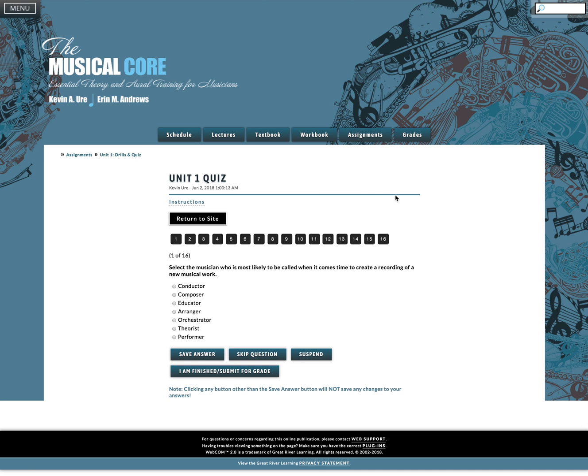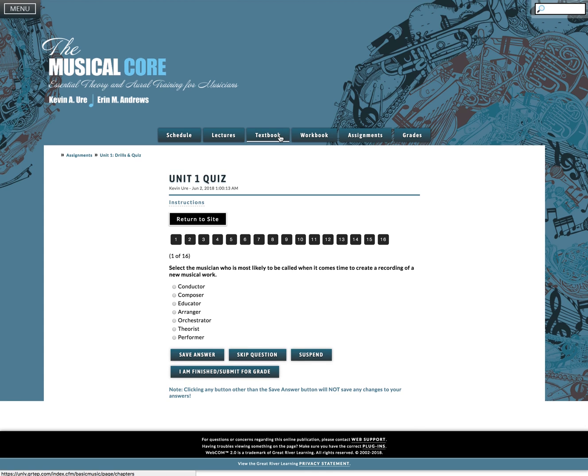So when you open up a quiz, they're usually about 15 or 16 questions long. You can suspend your attempts as many times as you need to before the deadline for the quiz. So you can use your textbook. This is open book, so there's no reason to not do well on these quizzes. Take your time, find the right answer, make sure you understand the concepts in the unit.